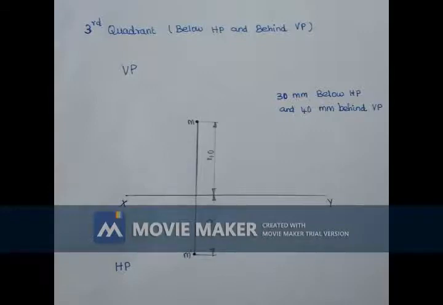Right, your horizontal plane comes above the XY, and the vertical plane is lying below the XY reference line.